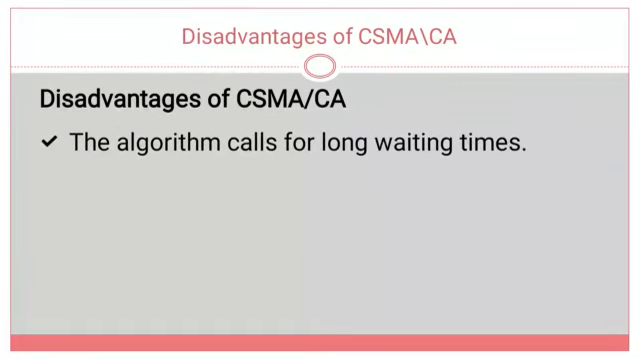Coming to the disadvantages, the algorithm calls for long waiting times. As we observed, if the channel is busy, it will continuously sense the channel. Once the channel is found to be idle, it moves to the IFS, which is one waiting period. Once the IFS period is over, it moves to the contention period. In the contention window, there are R number of slots. In each slot it waits and checks whether the channel is idle or busy. That's why the algorithm calls for long waiting times.